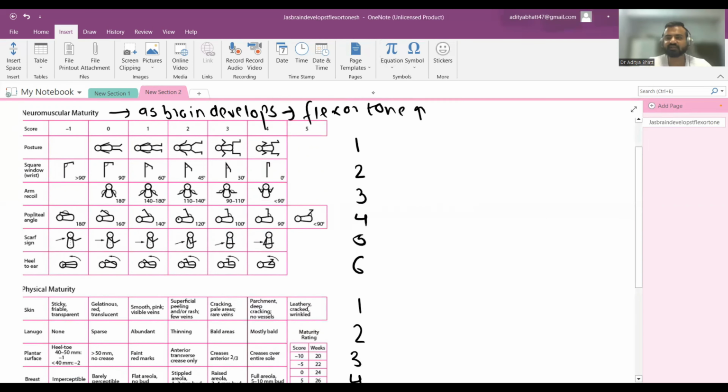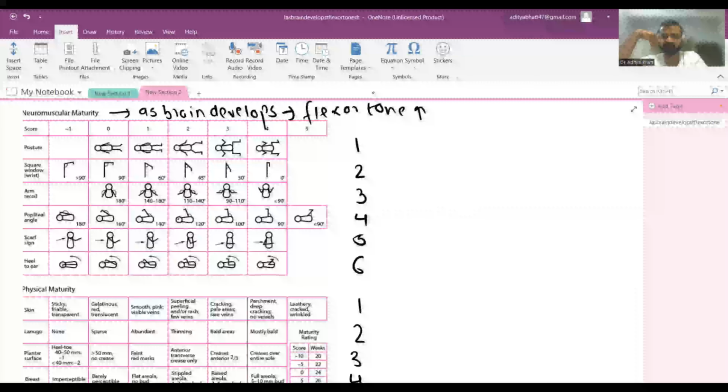The next is square window sign. How do you check square window sign? You take the hand of the newborn and try to bend it like this. The maximum bending, and the angle that you can achieve over here, is the square window sign. When the child is mature, the angle decreases. So that is the second, square window sign. The third is arm recoil. You will see how the arms can be recoiled.